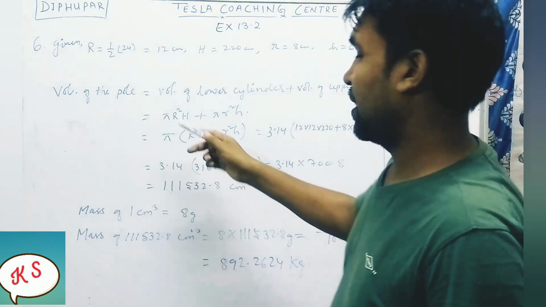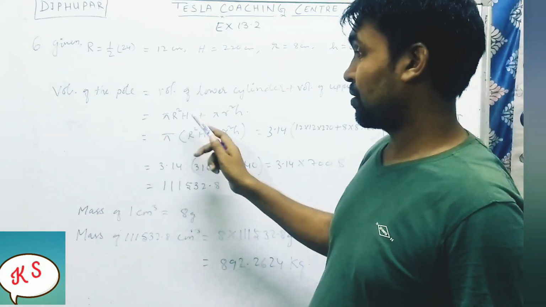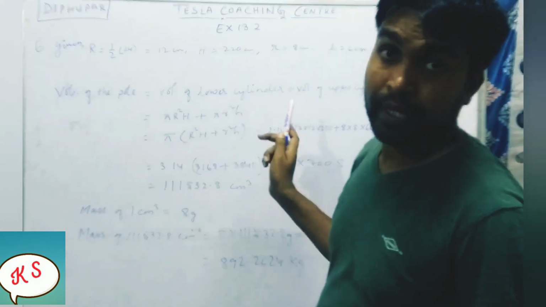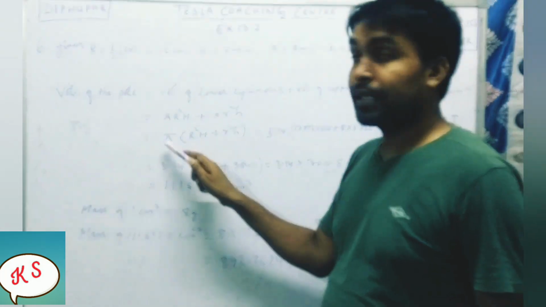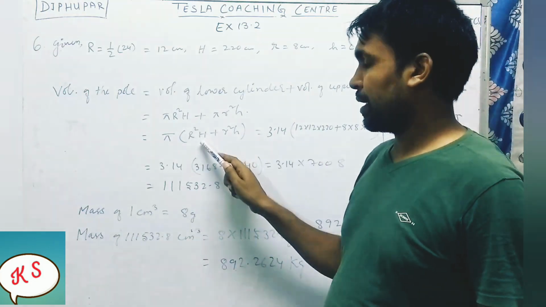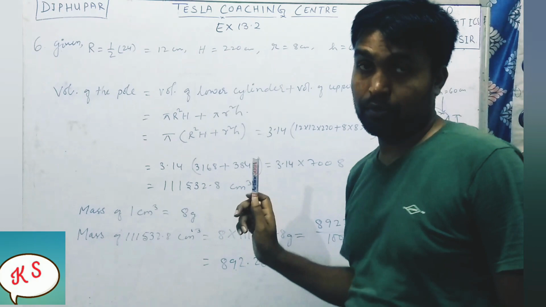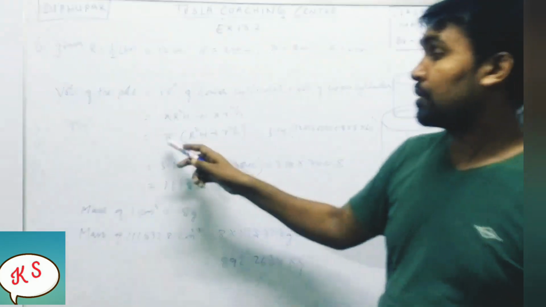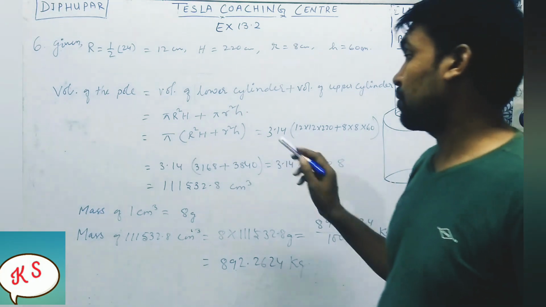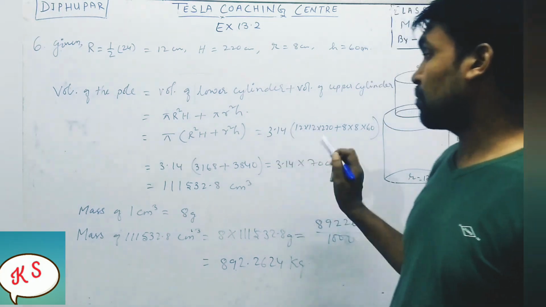So what is the volume formula? Pi r square h. Here also it will be pi r square h. So pi will be taken as common. Then here what will be left? R square h plus r square h. Okay, so in the next step, in the question it is mentioned that the pi value should be 3.14. So we have written here 3.14.